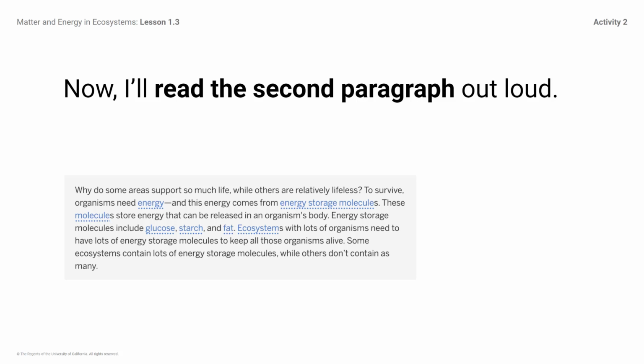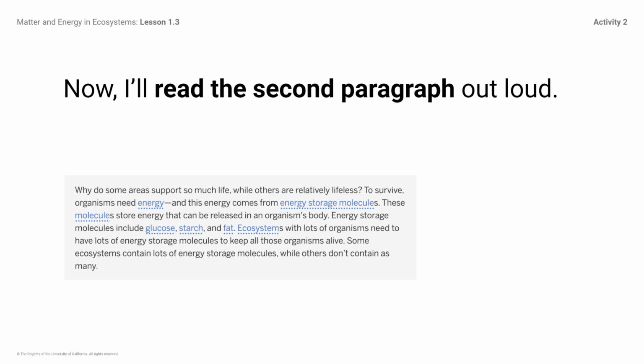Now I'll read the second paragraph aloud. Why do some areas support so much life while other areas are relatively lifeless? To survive, organisms need energy, and this energy comes from energy storage molecules. These molecules store energy that can be released in an organism's body. Energy storage molecules include glucose, starch, and fat. Ecosystems with lots of organisms need to have lots of energy storage molecules to keep all those organisms alive. Some ecosystems contain lots of energy storage molecules, while others don't contain as many.